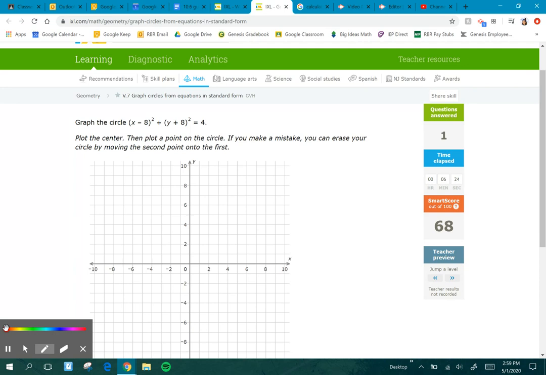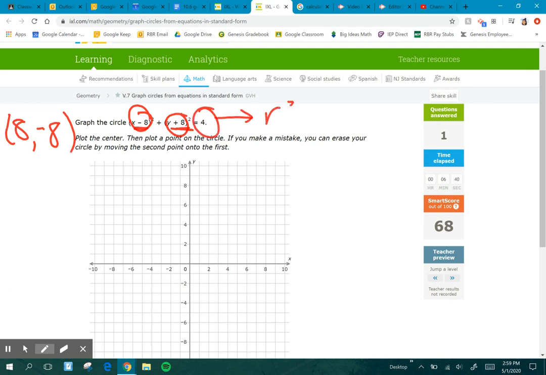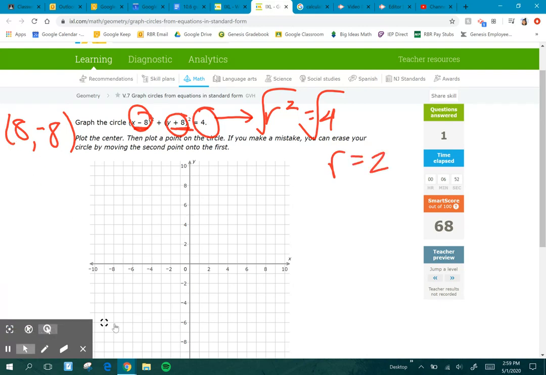So here, I have minus 8, plus 8. That would mean my center is, remember, it's always the opposite signs. So if this is minus 8, it's going to be plus 8. If this is plus 8, it's going to be minus 8. That's my center. And then remember, this is equal to r squared. So r squared equals 4. To figure out what r is, I have to take the square root. Square root of 4 is 2. So I know my center is 8, minus 8.